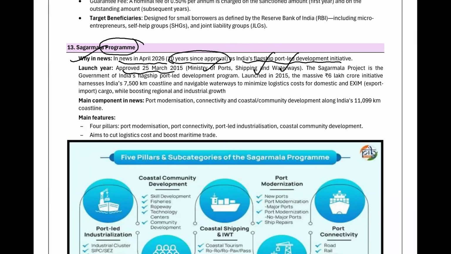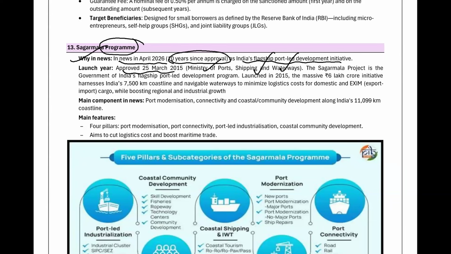So there are 4 pillars for this Sagarmala program. What are the 4 pillars? They are related to ports. First pillar is port modernization. Second pillar, after modernizing, what will you do? Port connectivity. Third is port-led industrialization. And fourth is coastal community development. Is it clear? This is all about this.